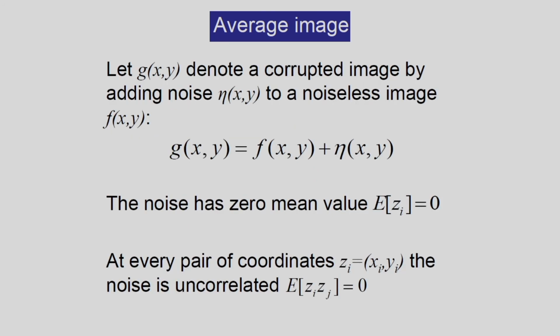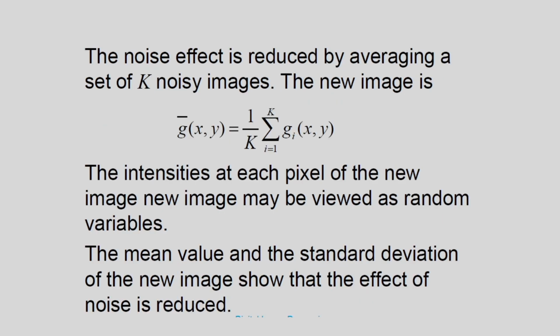So I am explaining it again. You can see g(x,y) is the corrupted image, and in this case I am adding noise, that noise is eta(x,y), and f(x,y) is the noiseless image. We have considered the noise has zero mean value. So that is why the expected value of z_i is equal to 0, and also I am considering at every pair of coordinates the noise is uncorrelated. So that means the expected value of z_i z_j is equal to 0, and the noise effect is reduced by averaging a set of k noisy images.